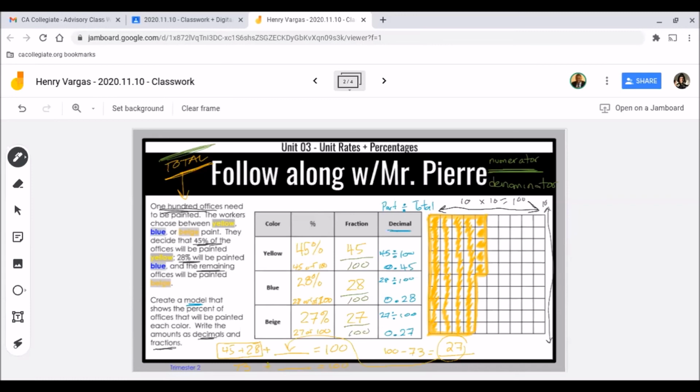And as Mr. Acevedo stated in the comments in the chat, yeah, because we are dealing with something that is part of the total, it's less than the total. It's always going to be less than 1.